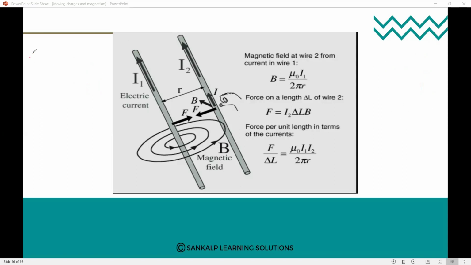So the magnetic field B1 is equal to mu naught I1 divided by 2 pi d. This is our equation 1. Instead of d, we have the small r, so let us make it small r.